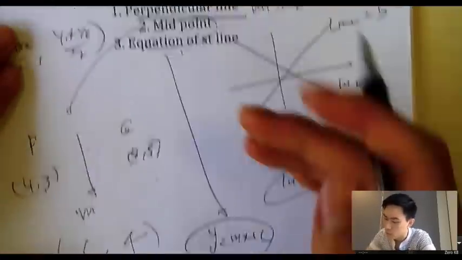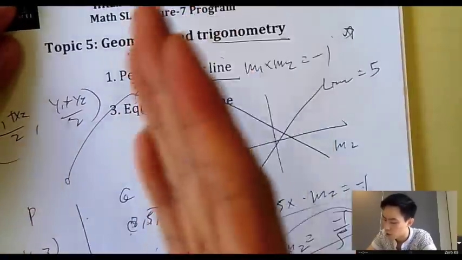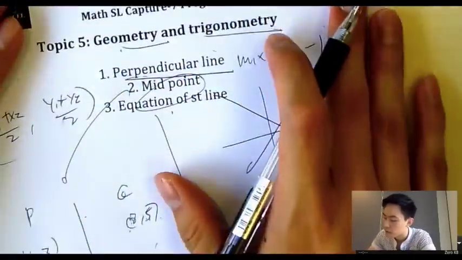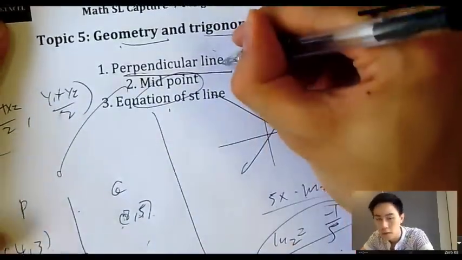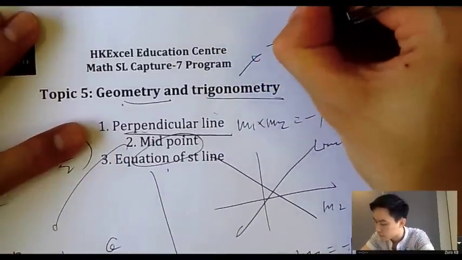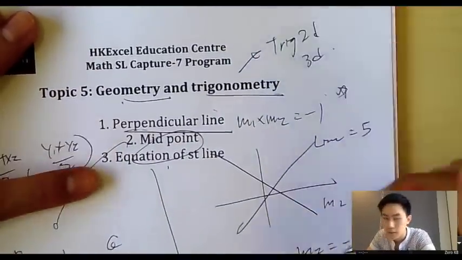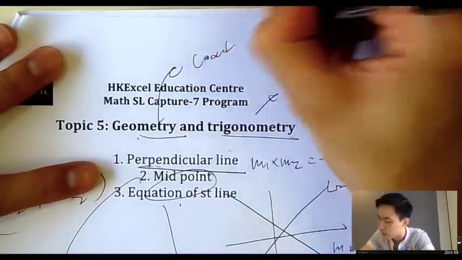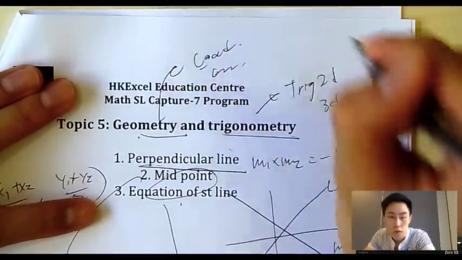Of course you will have many question types for geometry and trigonometry, especially some graph questions, diagram questions. For this one, you can refer to my trig 2D and 3D notes. And for coordinate geometry, you can just refer to my coordinate geometry notes.